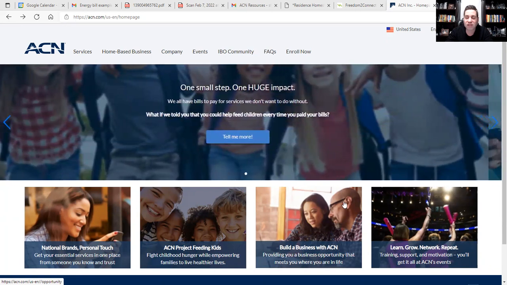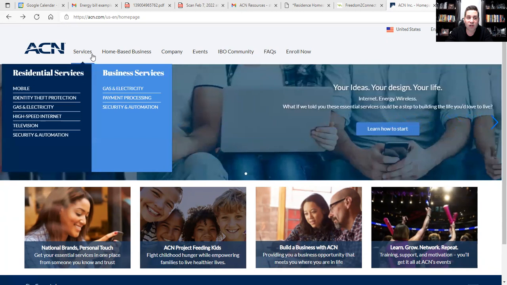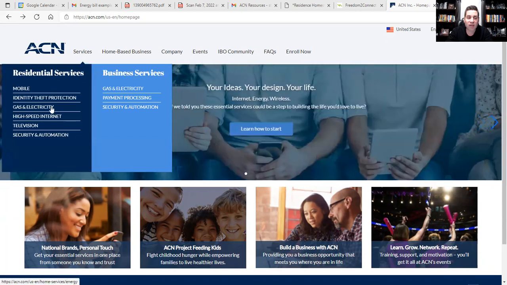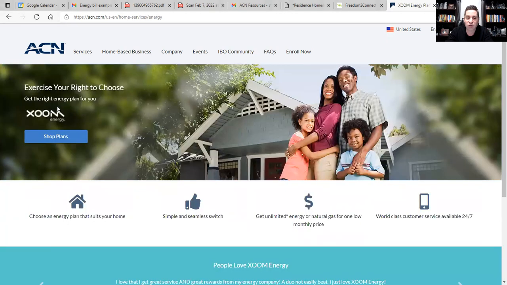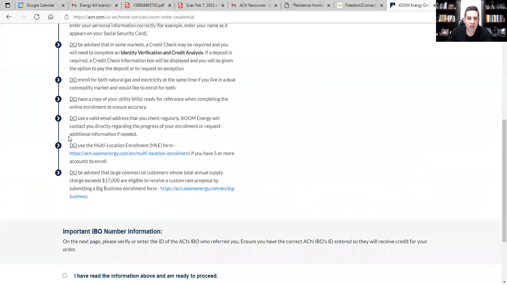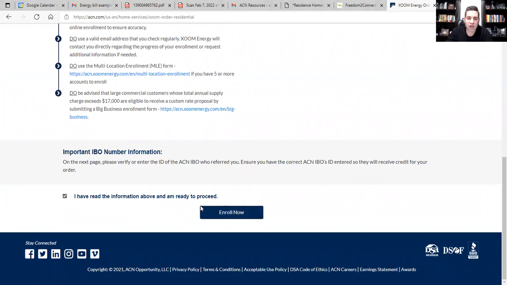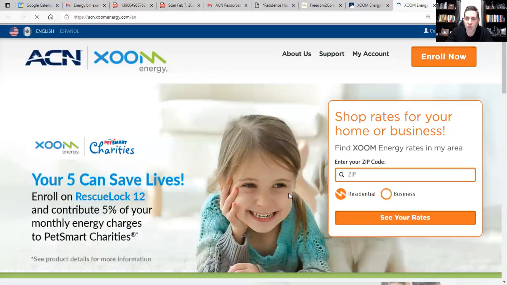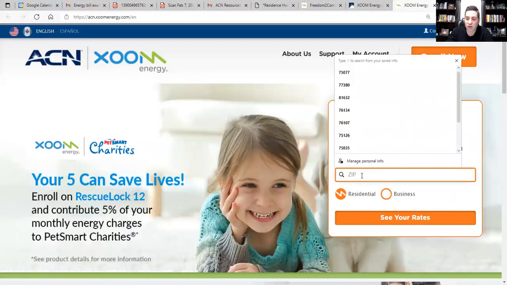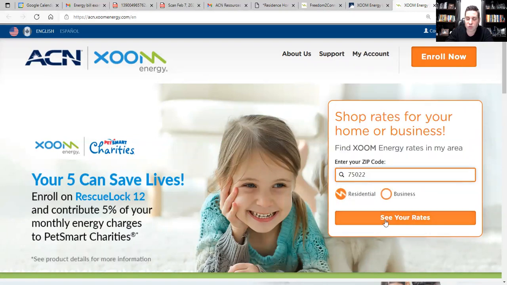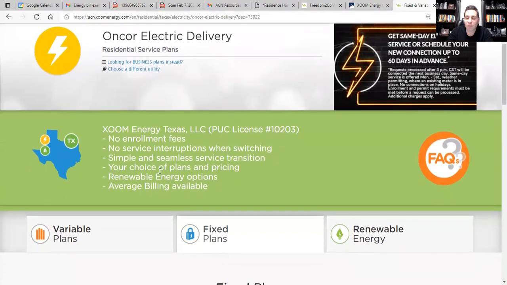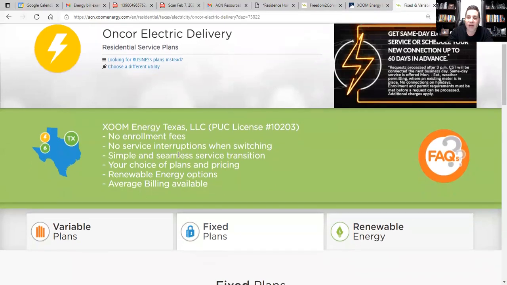But you want to go to the acn.com website. You want to click on services, go to residential, and then click on gas and electricity. From there, you're going to hit shop plans, and then you're going to check off this box here, and then you're going to enter in the zip code of the customer whose bill you're taking a look at. So in this example, the zip code is 75022, on the bill we're going to be able to take a look at. You hit see your rates. Now it's going to pull up the pricing that's available where that customer lives.